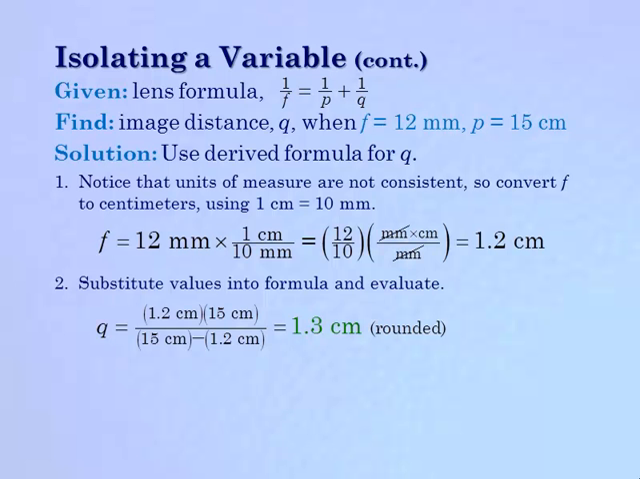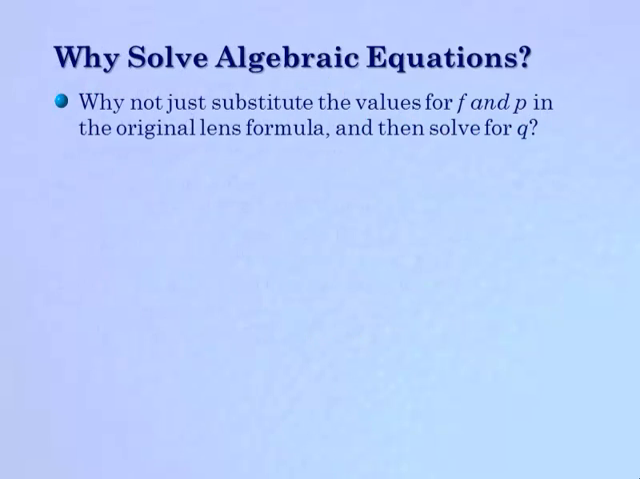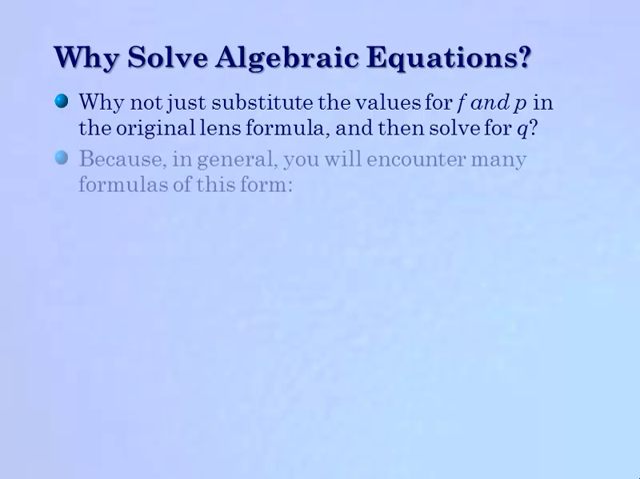Next, we substitute the values into the formula and evaluate. So we'll substitute 1.2 centimeters for F, and 15 centimeters for P, and evaluate that, and we end up with 1.3 centimeters rounded. Now, why did we go through all of that trouble for solving for Q? Why not just substitute the values for F and P? Well, in general, you will encounter many formulas of this form, so this exercise is very helpful for us.